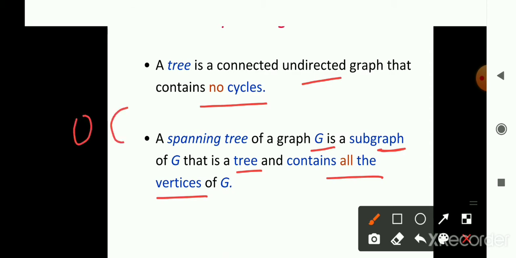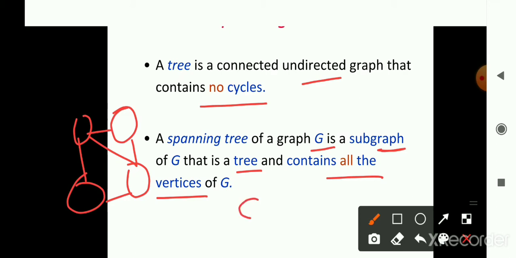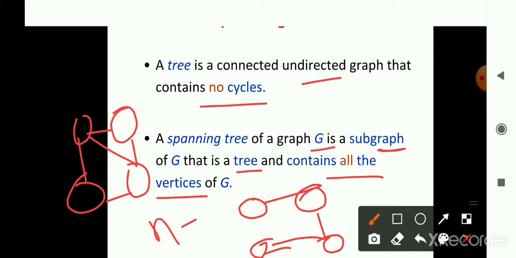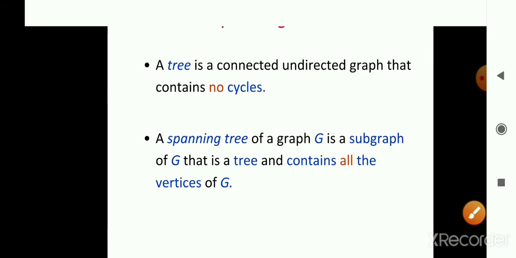Suppose we have a graph with 4 vertices. The spanning tree is one of the subgraphs of this particular graph. All 4 vertices are connected with each other, but the number of edges is n minus 1. The spanning tree contains all the vertices, but the number of edges is less. If we have n vertices, the number of edges will be n minus 1. So that is what we have in the spanning tree.